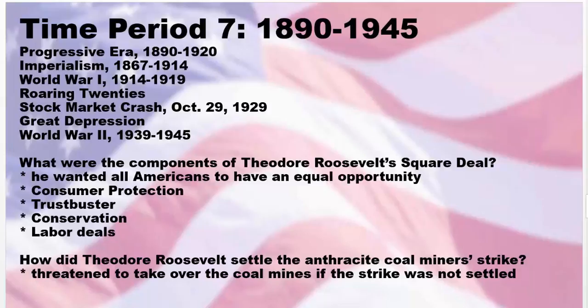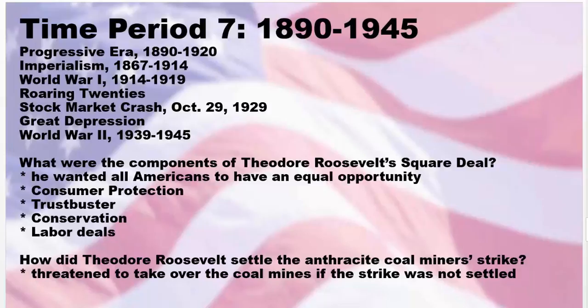And at this time, as winter was approaching, he was very concerned that the people would not have heat. So he told the owners of the mines and the labor union leaders to come to the White House and resolve the strike immediately. If they did not do so, he was threatening to take over the coal mines. And that just shows how he was willing to use the presidency to look out for the interests of the people.